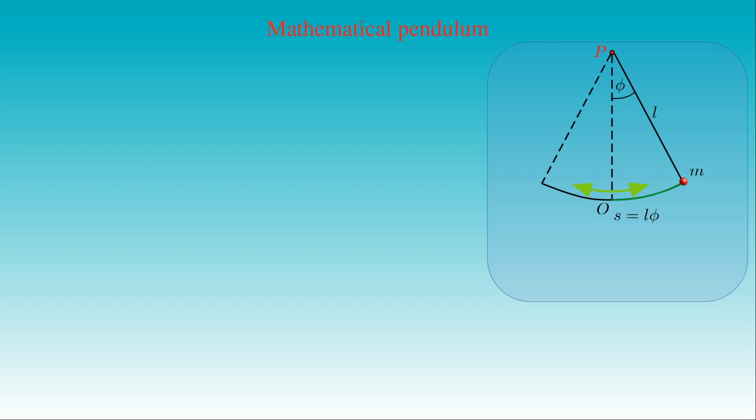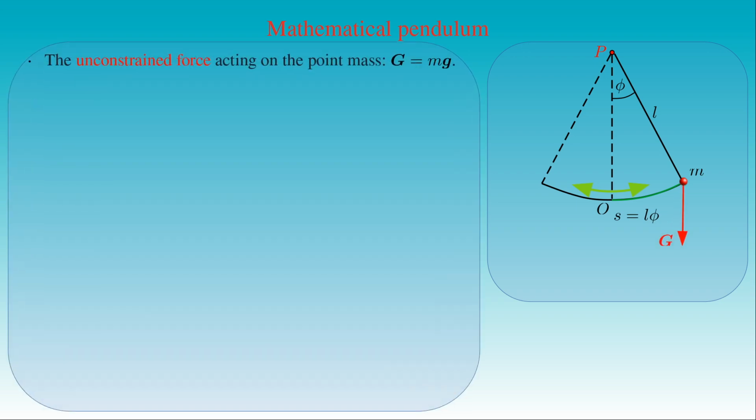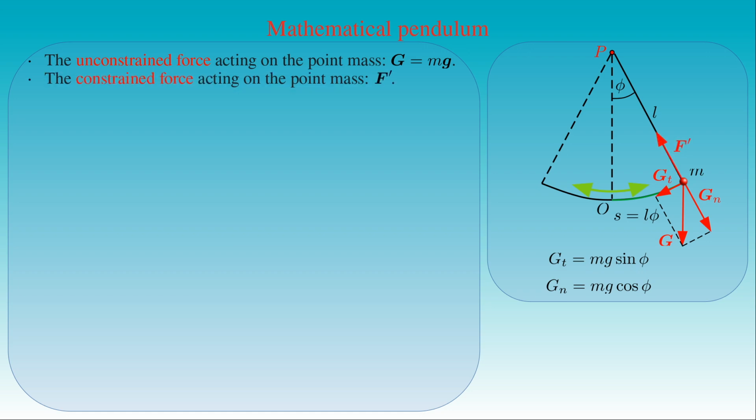The only unconstrained force acting on the moving point mass is the gravitational force given by the mass m times the gravitational acceleration g. We can decompose the weight into the components tangential and perpendicular to the path of the motion. The magnitude of the tangential component can be written as the mass m times the magnitude of the gravitational acceleration g times sine phi, whereas the magnitude of the normal component is given by m times g times cosine phi. The constrained force F' is exerted on the point mass by the suspension string, where F' and the normal component of the weight have opposite directions.